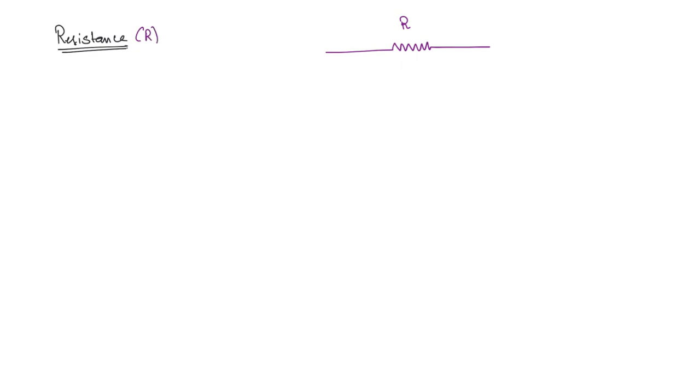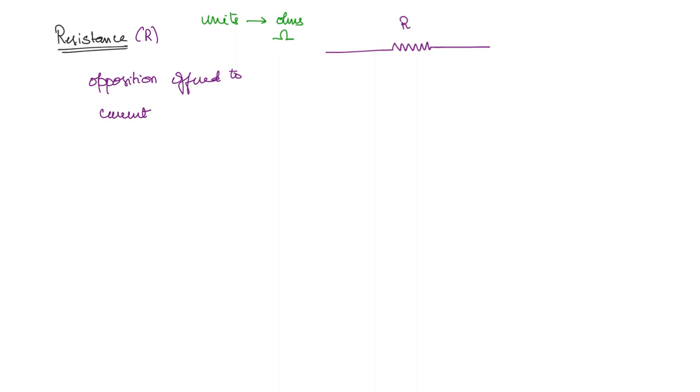And what about the units? The units of resistance are ohms. It is represented by this symbol. What is resistance? It is the opposition that is offered to the flow of current. Opposition offered to current, as simple as that. Now what does the resistance depend upon?